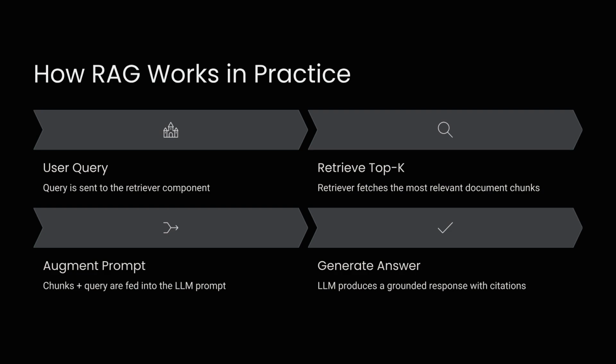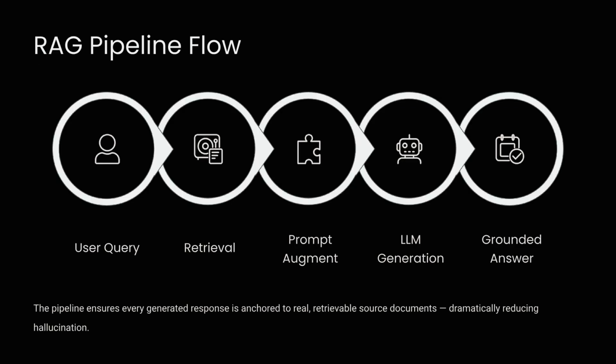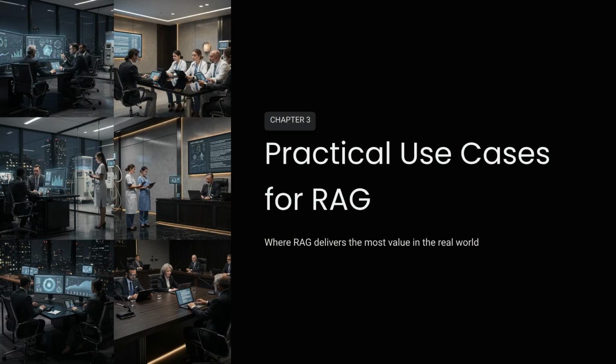In practice, RAG starts with a user query. The retriever fetches the top K relevant document chunks. These chunks are used to augment the LLM prompt, which then generates a grounded answer with citations. This pipeline, user query, retrieval, prompt augment, LLM generation, and grounded answer, ensures every response is anchored to source documents, dramatically reducing hallucinations. Chapter 3 covers practical use cases for RAG, showing where it delivers the most real-world value.